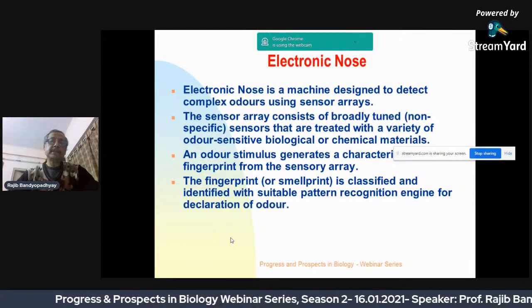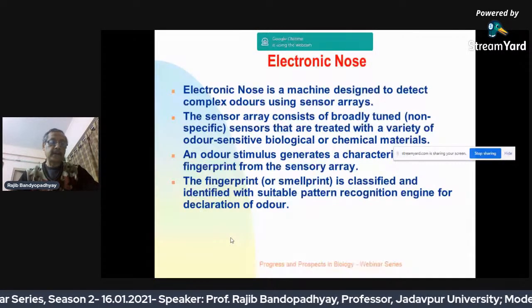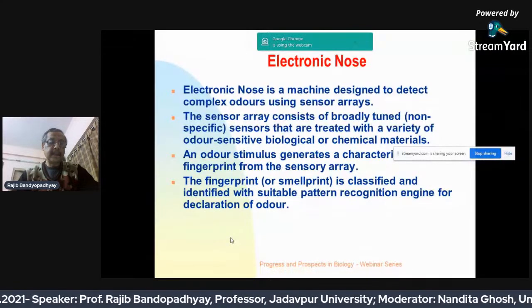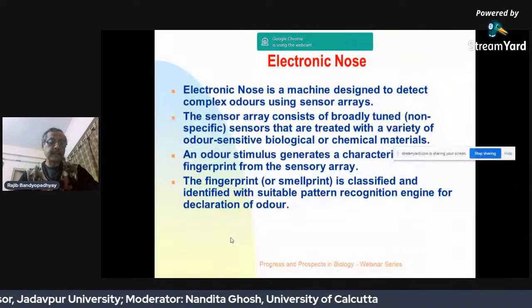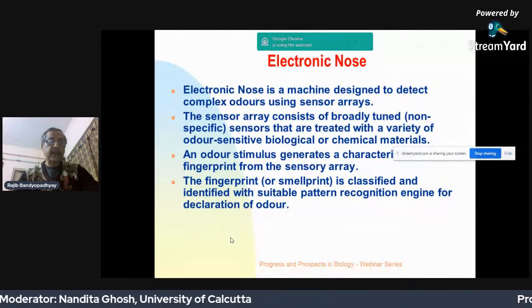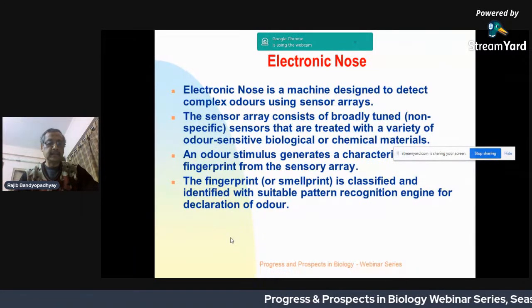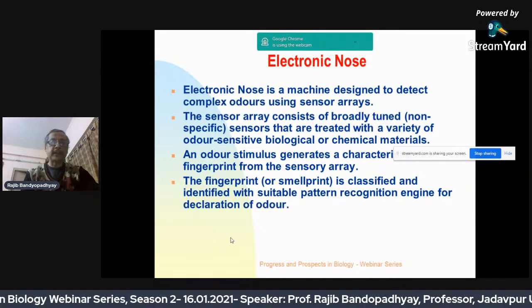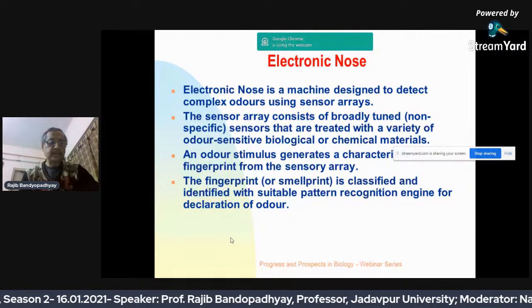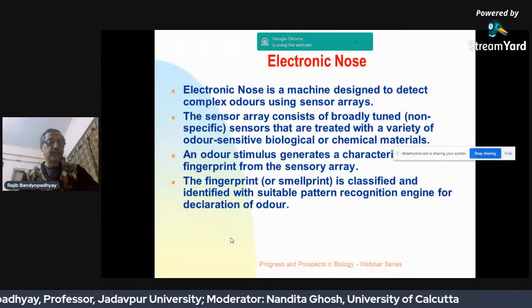It basically comprises a sensor array, and the sensor array is the heart of the electronic nose. In earlier days we had, say, 6, 8 or 10 sensors, but nowadays electronic noses come with a large number of sensors. If you have a large number of sensors, we can have a large number of applications, or the applications and estimations are much more accurate.